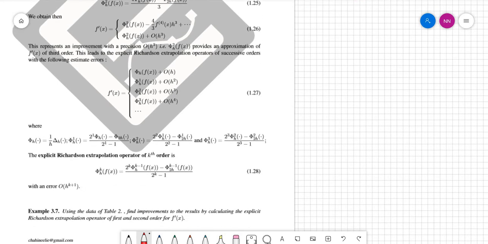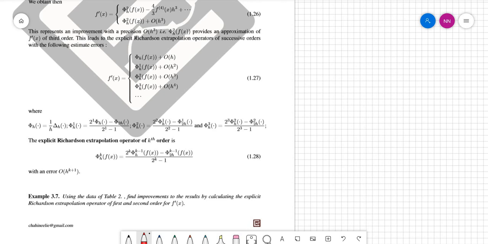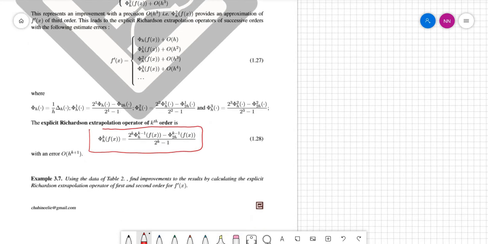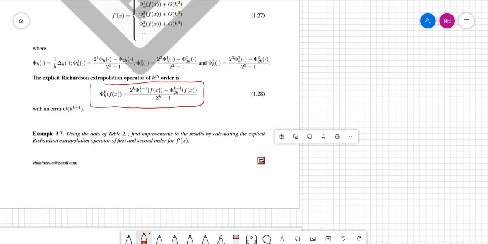I will make an example so everything will be clear, but let me point out that you should understand very well the procedure we use to obtain this result, because sometimes in exams we might ask about the procedure and not only the formulas. So this is the general form of the extrapolation operator that you should know. You should memorize this form so you can apply it for the zero order, the one order, the second order, etc. When I say the zero order, I mean phi h, which is exactly the explicit approximation of the derivative.